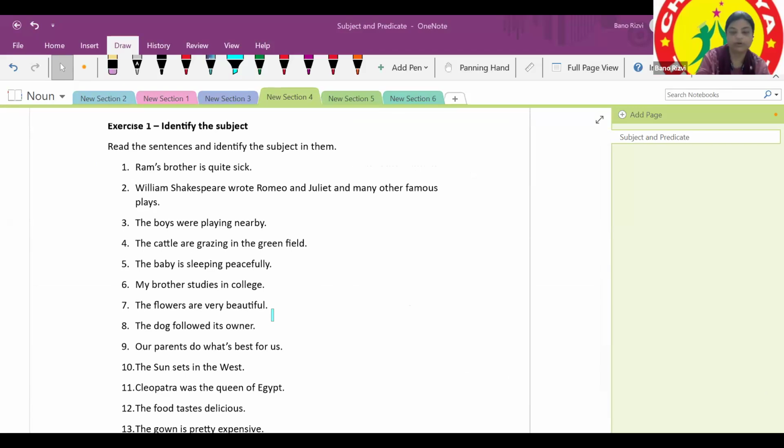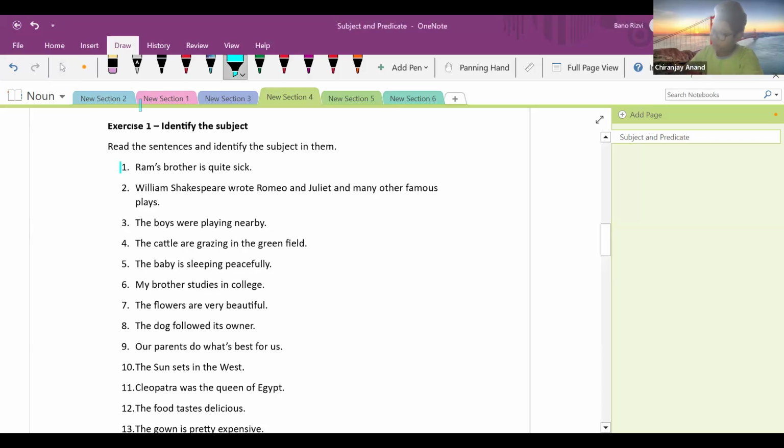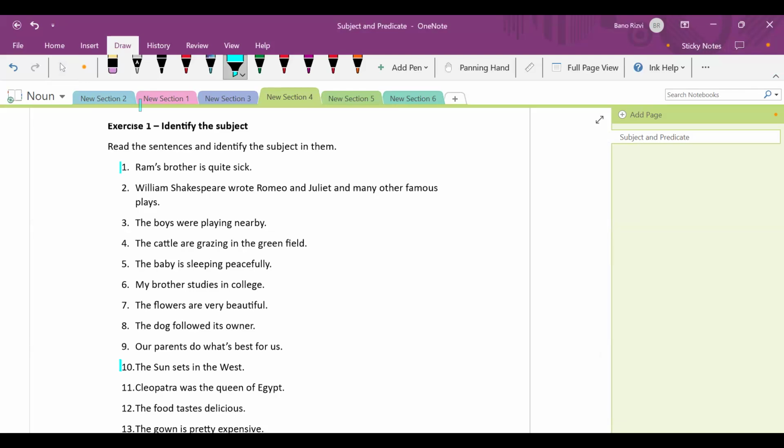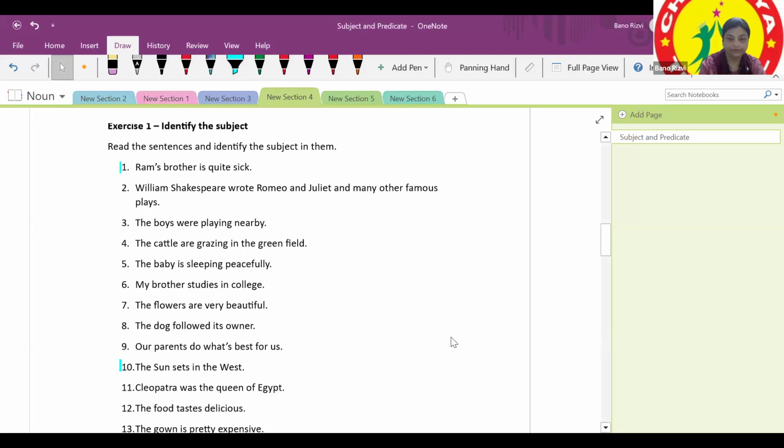I'm going to give you about 2 minutes, okay? From 1 to 10, just write down the subject, okay? Just write down your subjects and then we will discuss. And then you will have to tell me how many of you got how much right. Ma'am, no predicate? Only subject, no predicate.